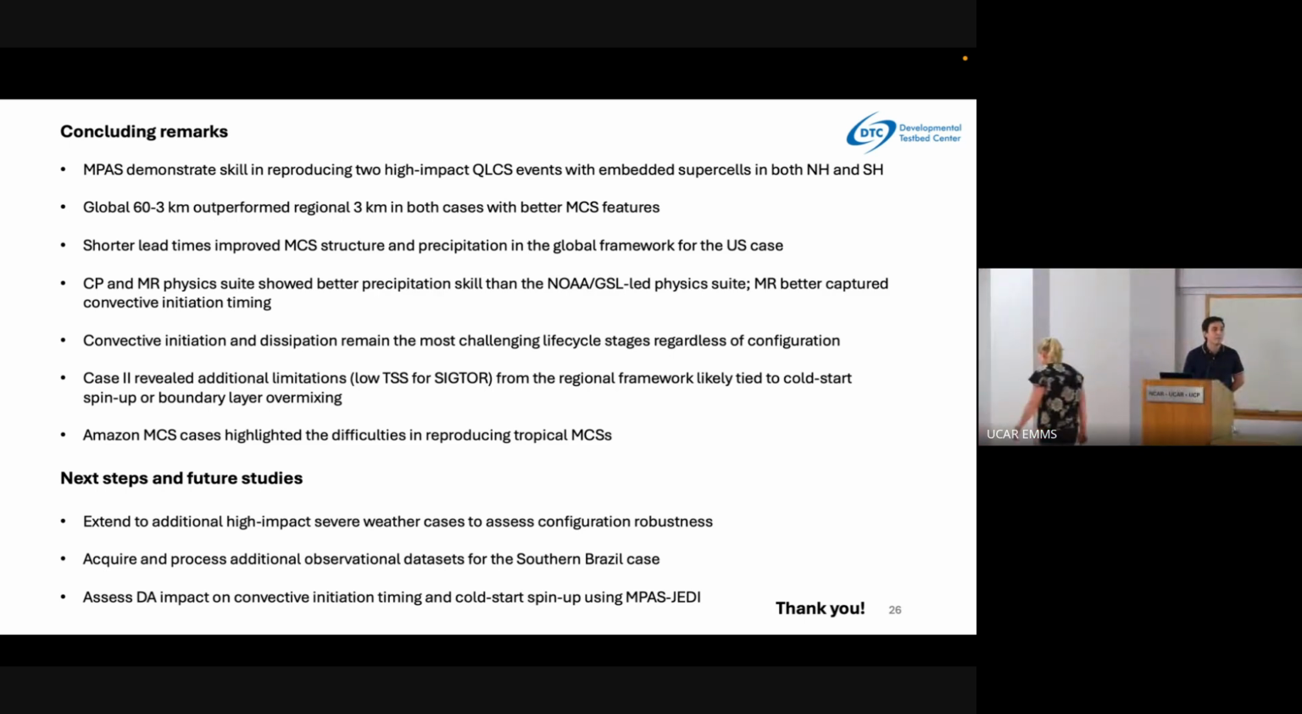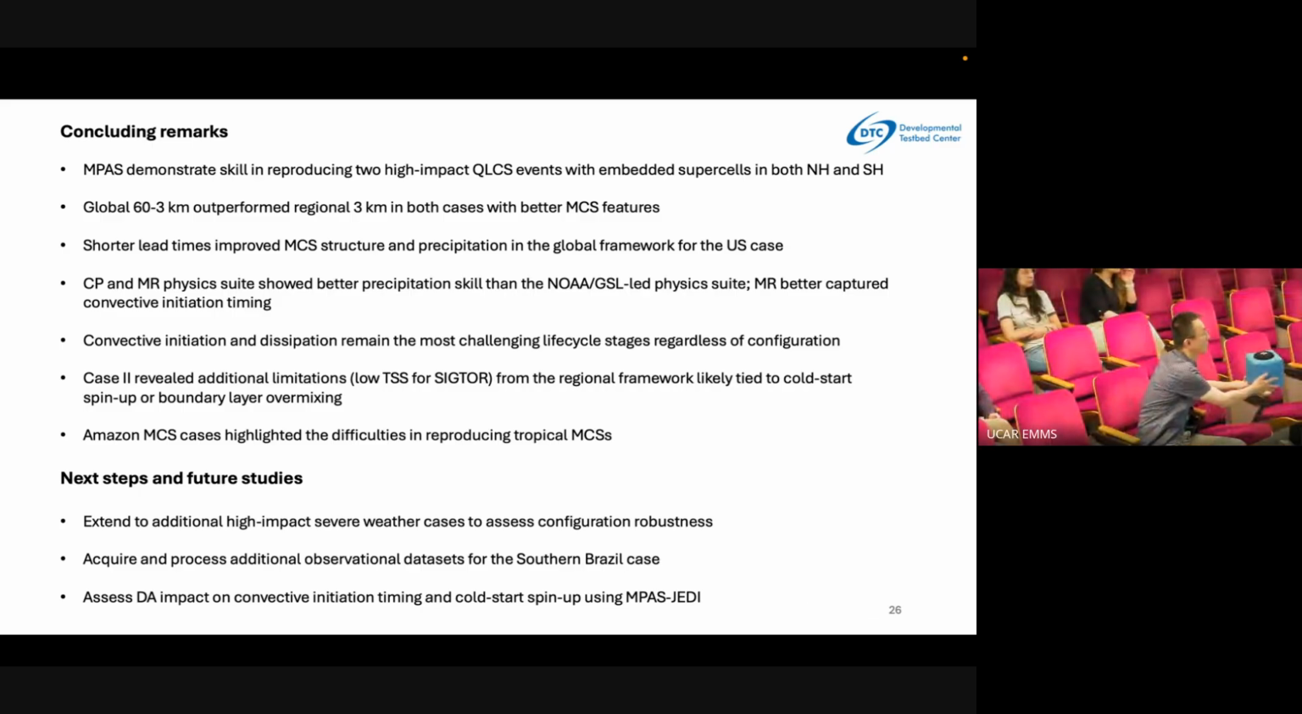Great talk. I noticed that your regional version and the global 6 to 3 kilometer version have one obvious difference, which is the convection or cumulus parameterization. Do you think the poor performance of the first case would tie to this? Because you mentioned other things, but you never talked about whether shutting off the cumulus scheme in the regional run is actually one of the main reasons.